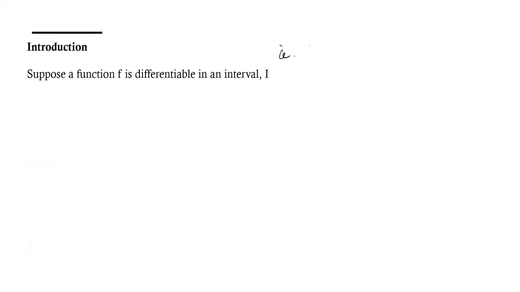Suppose there is a function f of x which is differentiable in an interval I. That is, d by dx of f of x equal to f dash of x exists everywhere in the interval I. Now, if we are given f of x, then we can find the derivative of f of x as d by dx of f of x is equal to f dash of x.